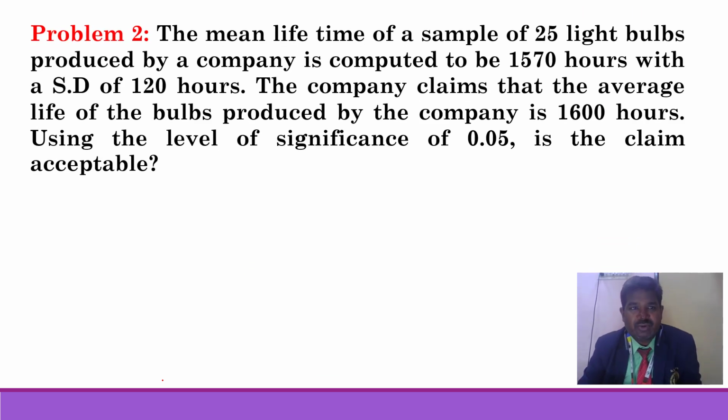So now we see the second problem. The mean lifetime of a sample of 25 light bulbs produced by a company is computed to be 1570 hours with a standard deviation of 120 hours. The company claims that the average life of the bulbs produced by that company is 1600 hours. Using the level of significance of 0.05, is the claim acceptable? So we need to analyze this problem first.